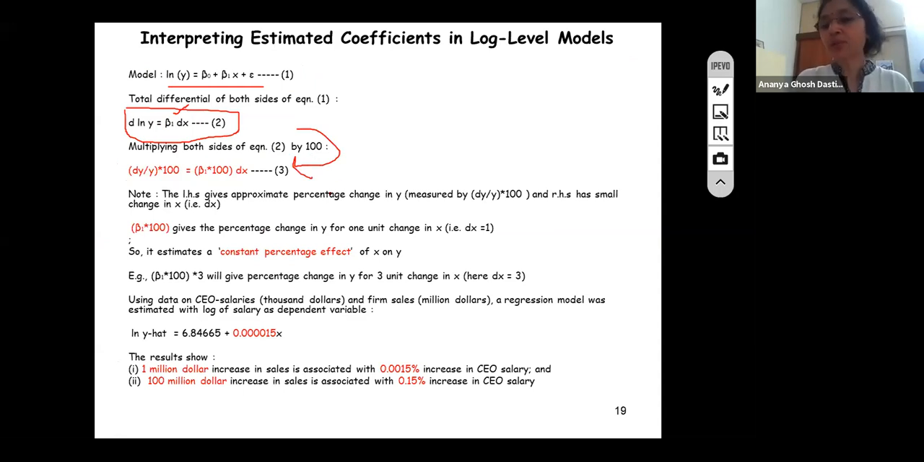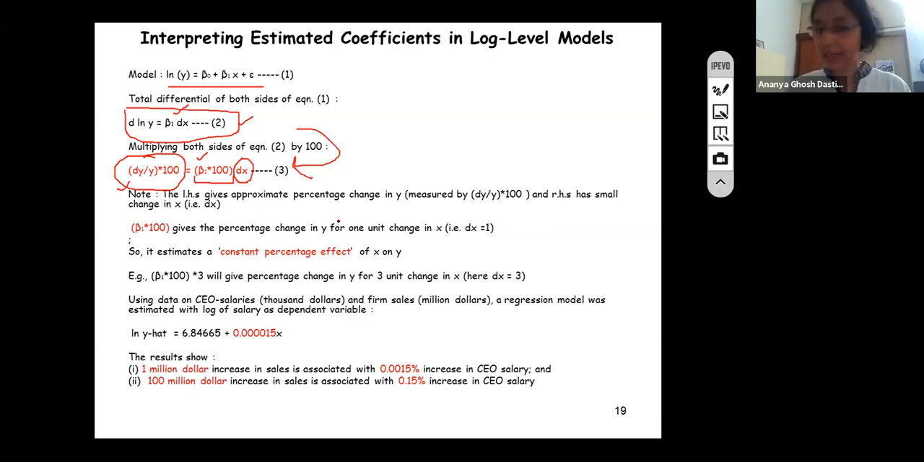Now just multiply both sides by 100. Multiply both sides of 2 by 100 and look at what you have. Here you have dy upon y into 100. What is dy? Small change in y. Y is the base. So what you get is a percentage change in y. So the left hand side is a percentage change in y. What is the right hand side? Right hand side is your beta 1, and mind you, now beta 1 is multiplied by 100 because this has been multiplied by 100. And you have dx, which is a small change in x.